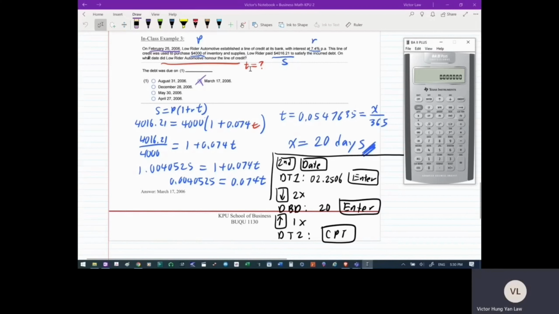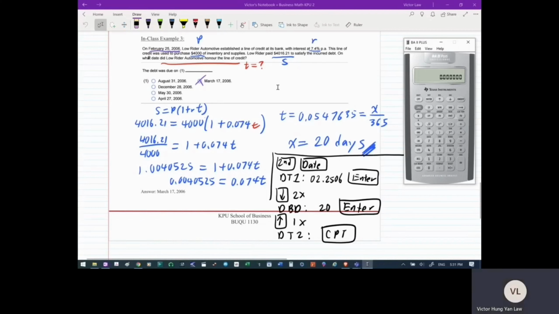So we're looking for T. T is what we're looking for. And so far, there are only 2 equations. The first equation is I equals PRT. The second equation is S equals P times (1 plus RT). And that's the equation that we're going to use in this example, S equals P times (1 plus RT).